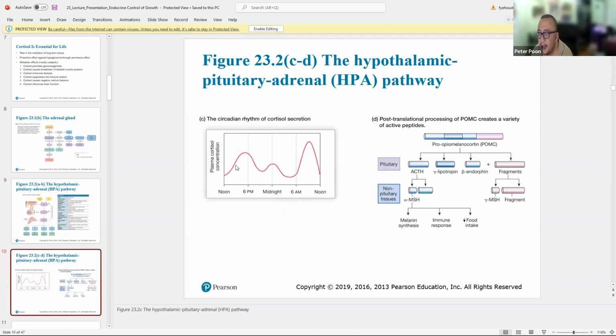Then you see the circadian rhythm of cortisol. It's diurnal, which means it peaks once a night and once during the day. ACTH is made from something called POMC. So this is POMC, and POMC turns into ACTH.